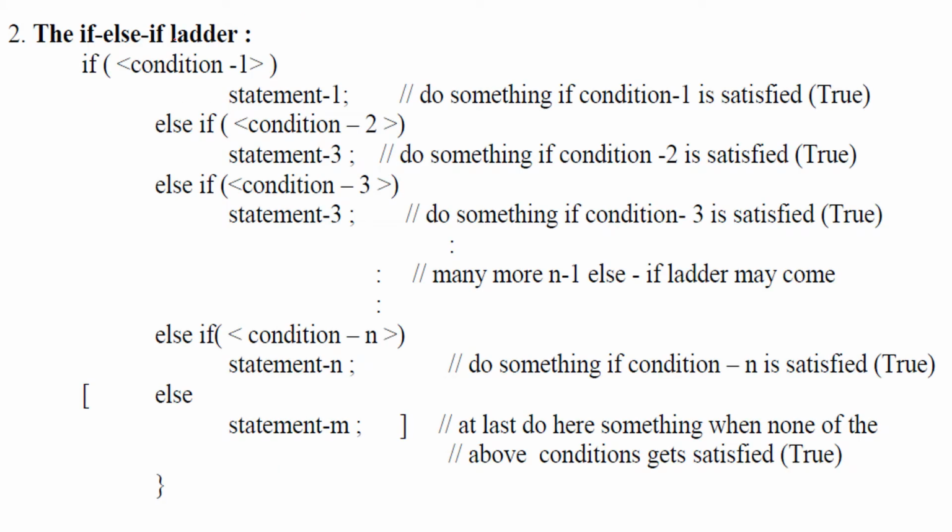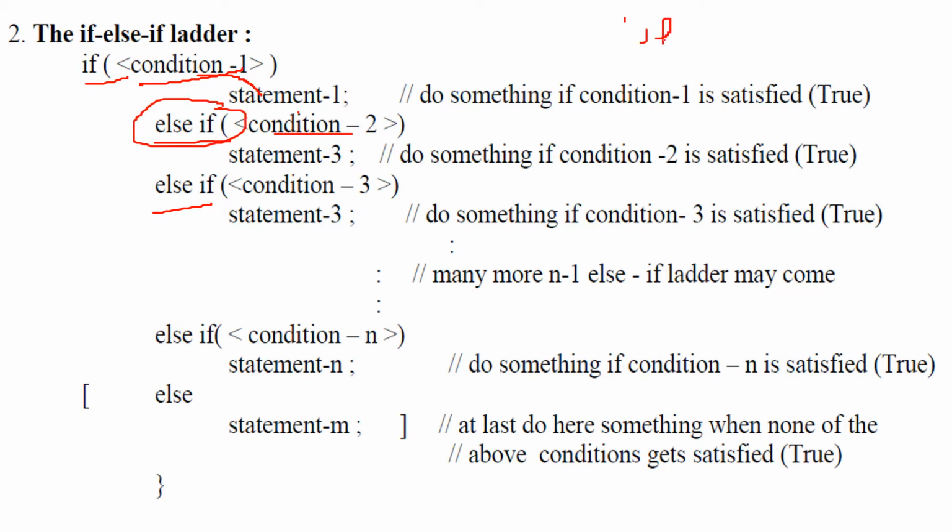Then we have the if else if ladder. That means if a certain condition is met, it is okay. If it doesn't meet, then you want to check for another condition. And if these two conditions don't meet, you want to check for certain other condition. For that, you use the if else if ladder. For that, you just write else if. That is, you take if and else.